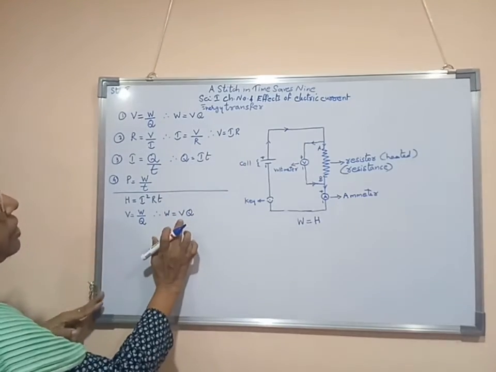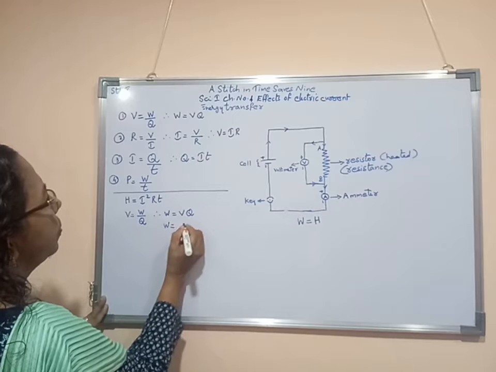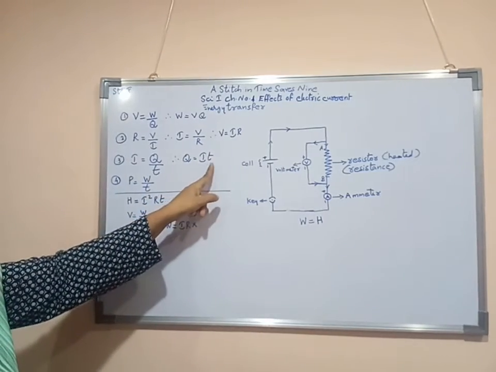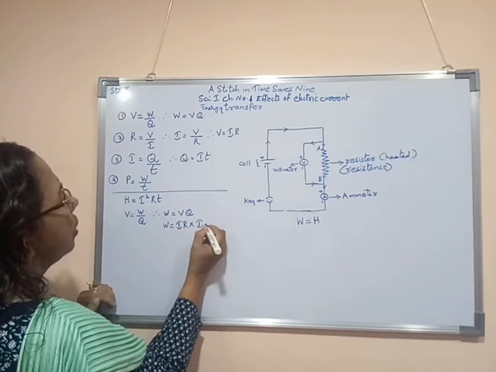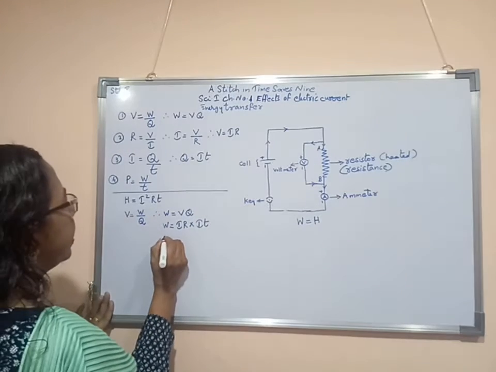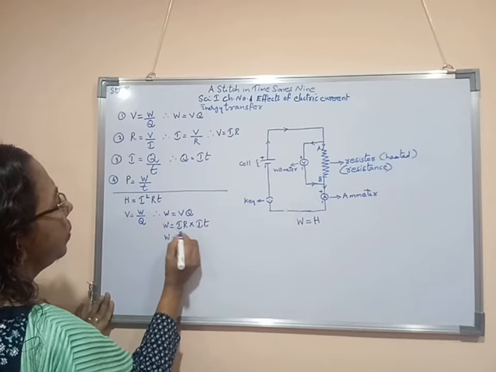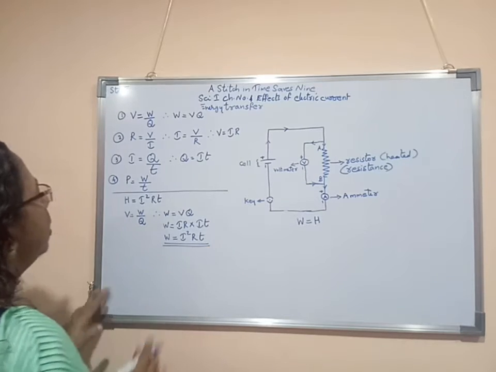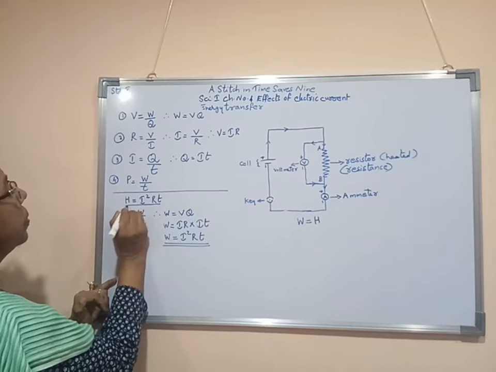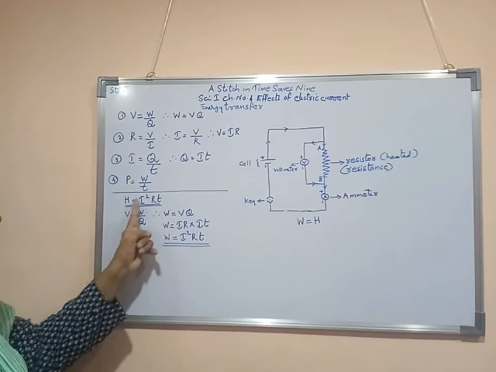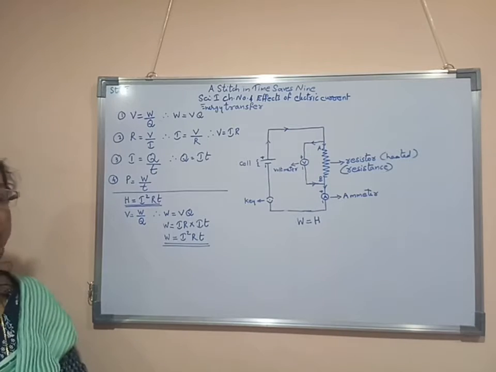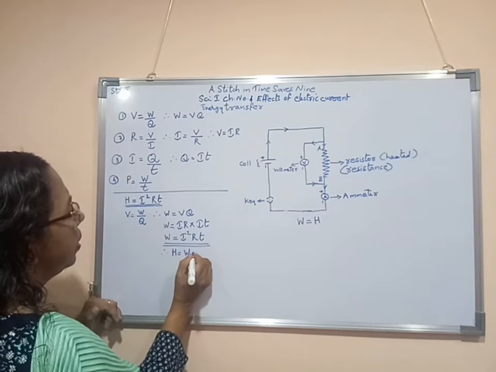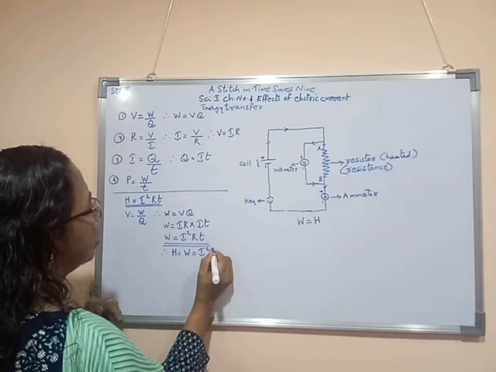Now this formula I am substituting here. So W is equal to IR into Q, and you have already studied that Q is equal to I into T. Now we will write W is equal to I into I square R T. Here we studied H is equal to I square RT. Now the same equation we have got here, W is equal to I square RT. So therefore we can write H is equal to W, and W is equal to I square RT.